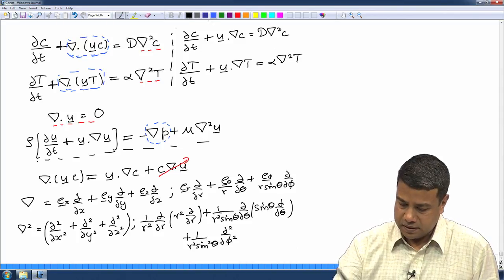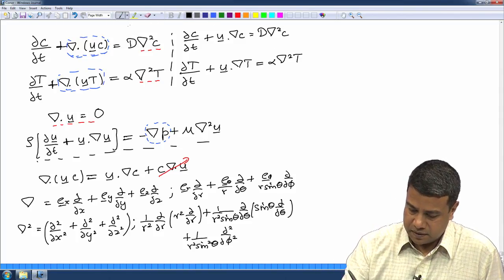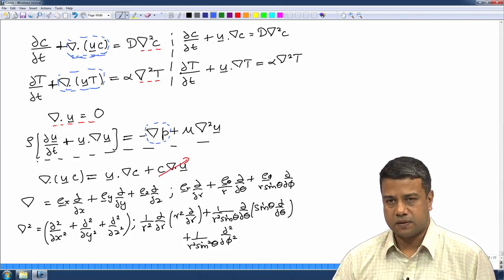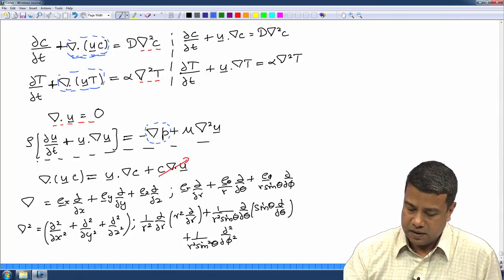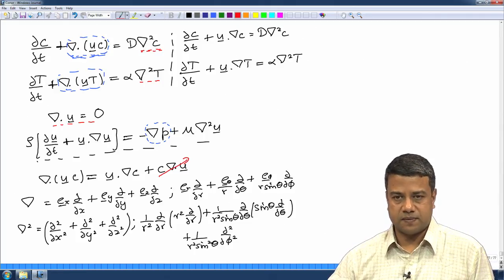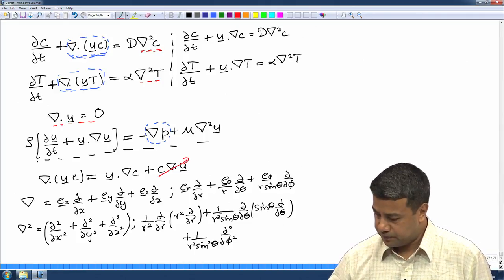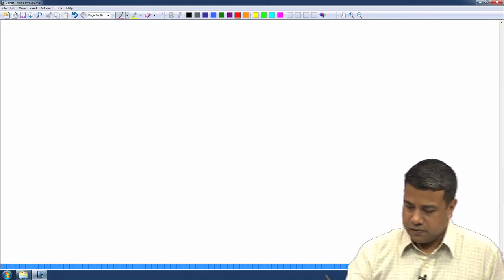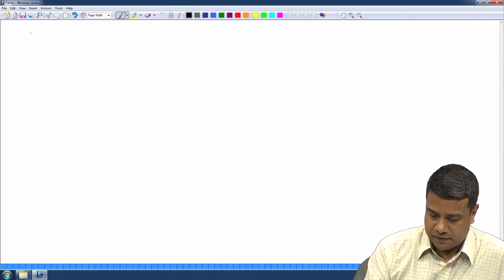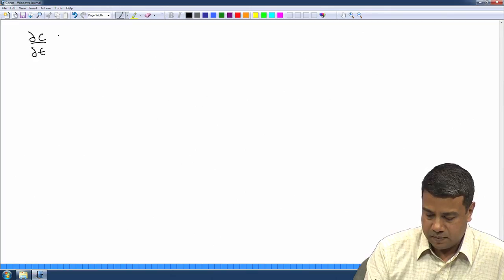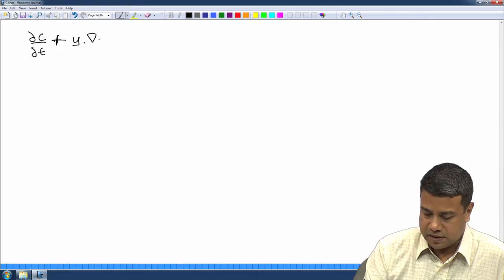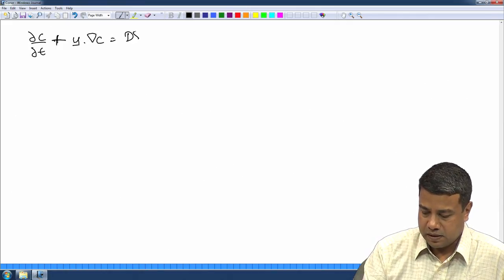Note that this divergence operator or the gradient operator has dimensions of 1 over length. The divergence of the gradient operator, the Laplacian, has dimensions of 1 over length square, because you are taking two derivatives with respect to the spatial positions. So, now if you look at these equations and try to scale them, I have an equation of the form dc by dt plus, if it is incompressible, u dot grad c is equal to D del square c.